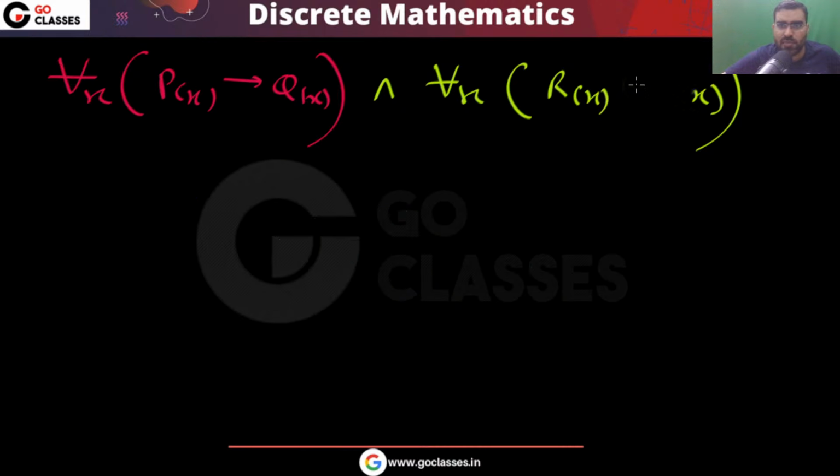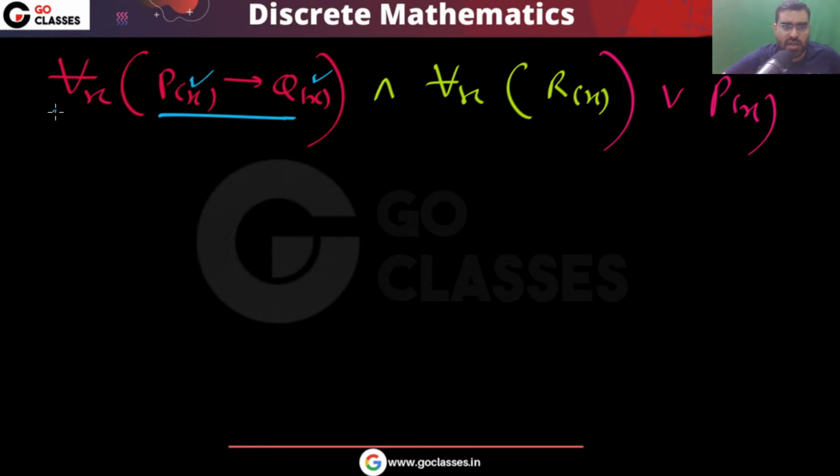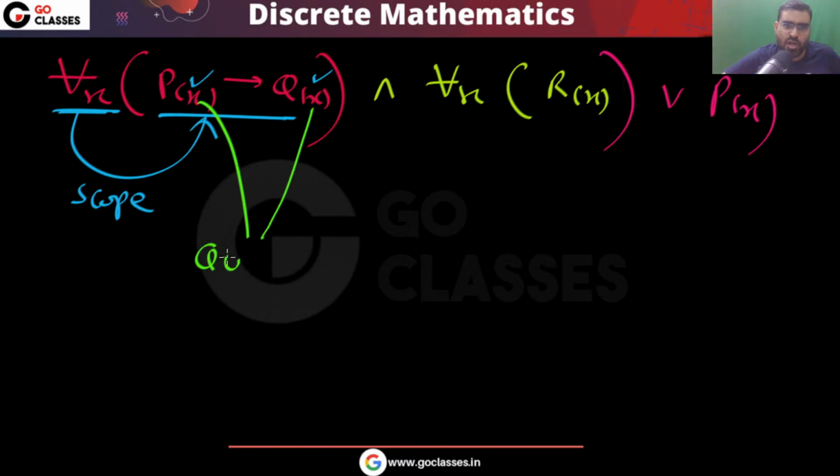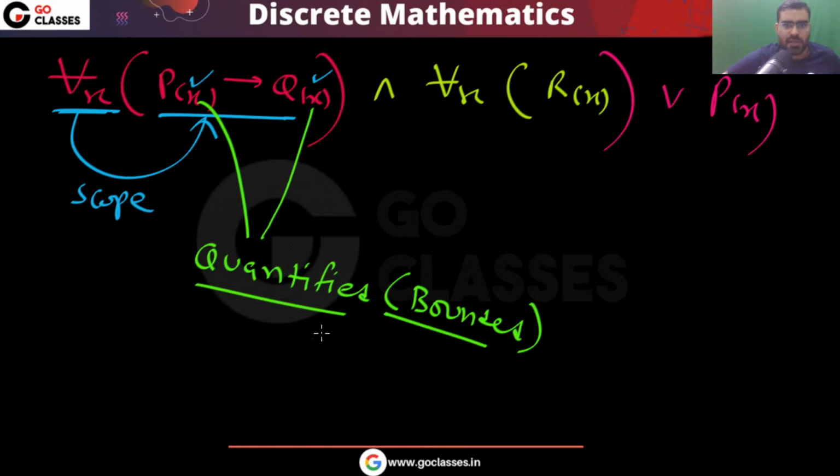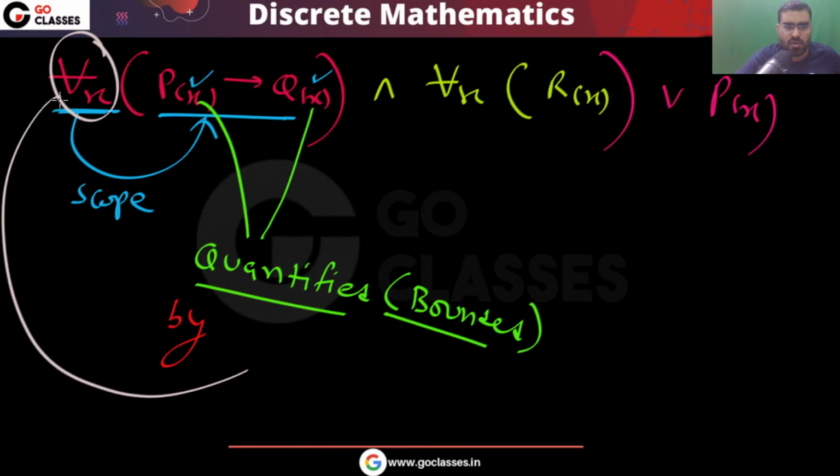Now, one more thing. If I take this here, you can see that this x is quantified. Look at this x, and this x. They are quantified, they are bounded by this quantifier, because this is the scope. So you can easily see that this x is bounded, this x is bounded, this x is bounded. Bounded means quantified. You can call it quantified or you can call it bounded. So these are bounded by this quantifier.